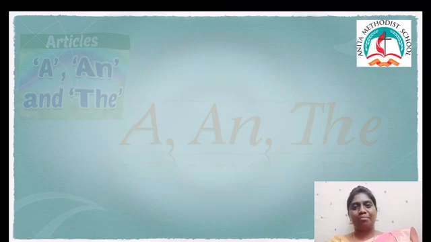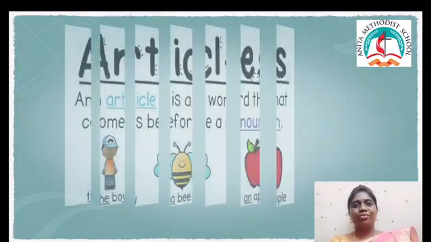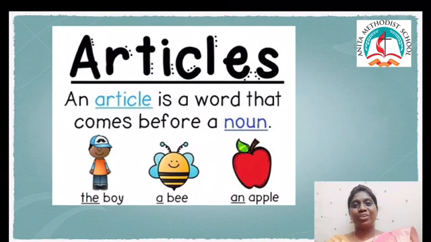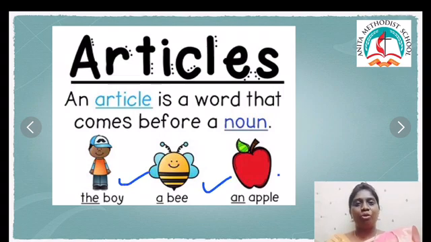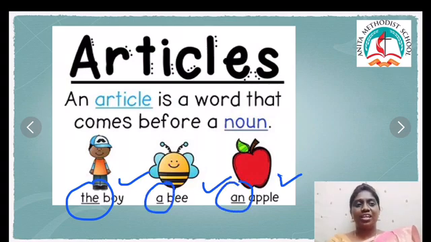Let's see a few examples. So what is an article? First we learn what an article is. An article is a word that comes before a noun. We all know what a noun is. A noun is nothing but a naming word. Look at the first picture: a boy, a bee, and an apple. So before boy, bee, and apple, we used articles, right? What are they? A boy, a bee, and an apple.